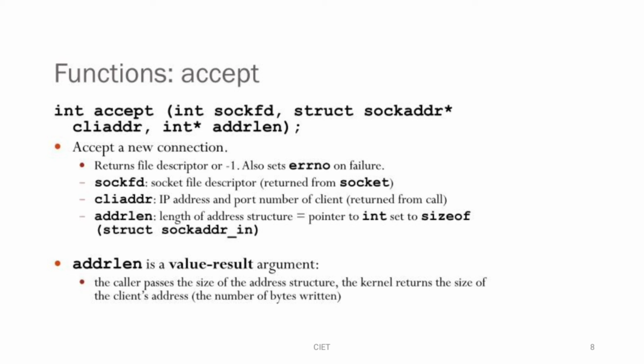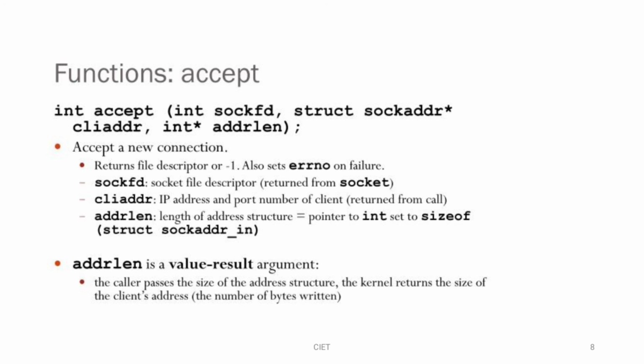The sockfd is nothing but the socket file descriptor. cliaddr holds the IP address and the port number of the client. addrlen is the length of the address structure, equal to a pointer to int, sizeof struct sockaddr_in. Here the addrlen is a value-result argument. It is a value-result argument.